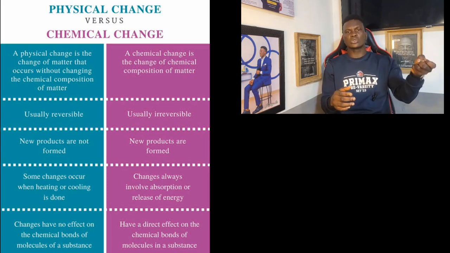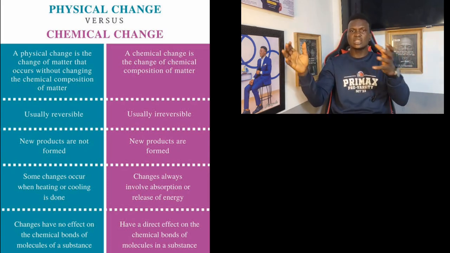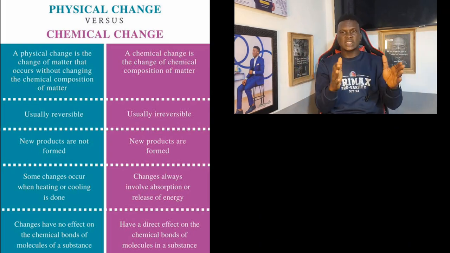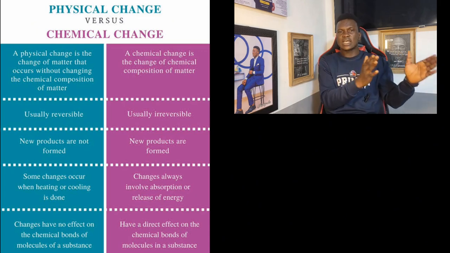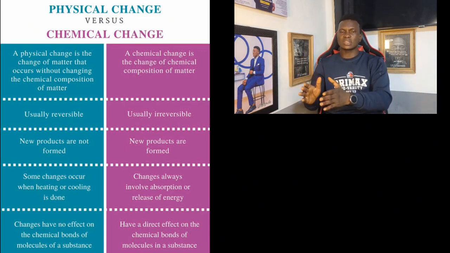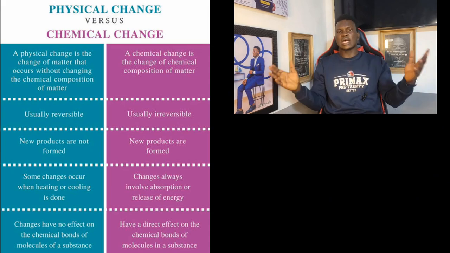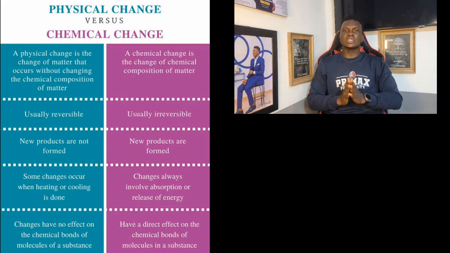So what are the differences between physical and chemical changes? In physical changes, no new substances are formed. In chemical changes, new substances are formed. Physical changes are easily reversible, while chemical changes are not easily reversible. So that is what physical and chemical changes is all about.